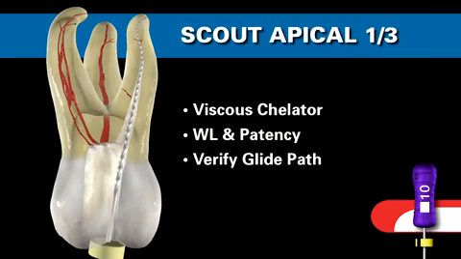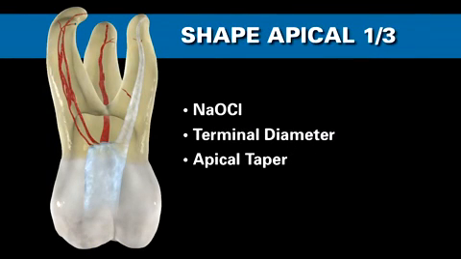Once we have a smooth, reproducible glide path to the terminus, we can shape a little region of 3, 4, 5 millimeters and blend the deep shape up into the body of the previously prepared canal. We'll talk in a little bit about apical diameter and the apical taper. I'll only say this at this point. ProTaper is perhaps one of the only files in the world in full rotation that gives you the 7, 8, and 9% deep shapes that allow irrigant to actually circulate into the uninstrumented portions of the root canal space.